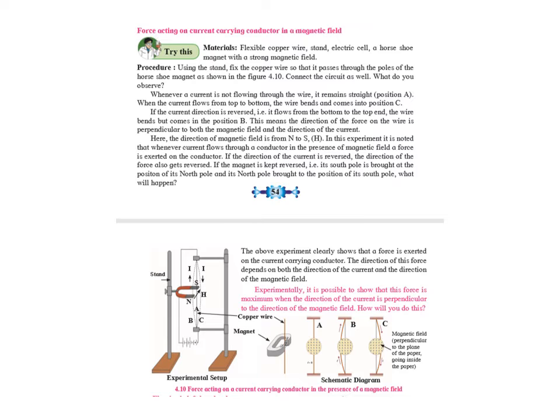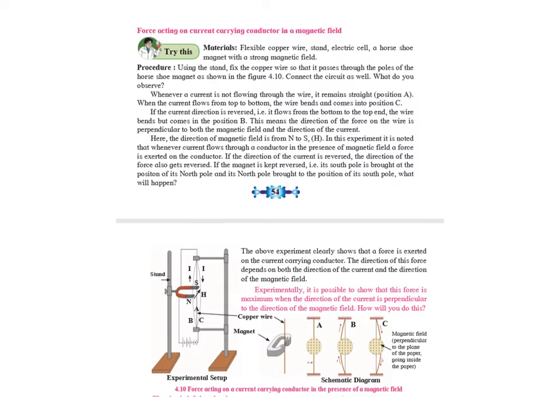Now suppose we reverse the direction of the magnet, that is we change the south pole and north pole. What will happen? If the magnet is kept reversed, that is the south pole is brought to the position of the north pole and the north pole is brought to the position of the south pole, what will happen? When the magnet is kept reversed, the direction of the force also changes. The wire is bent in the opposite direction. For current flowing from top to bottom, the wire bends to position B, and for current flowing from bottom to top, the wire bends to position C.